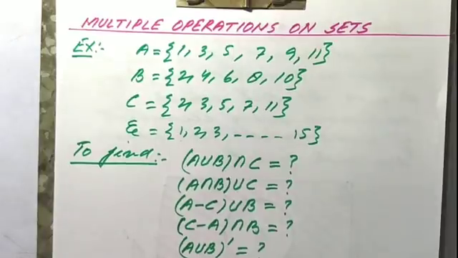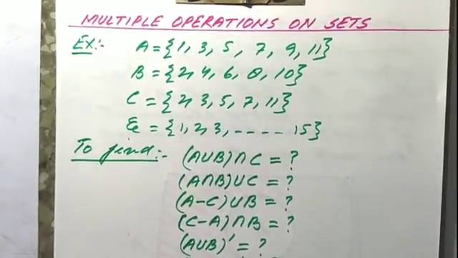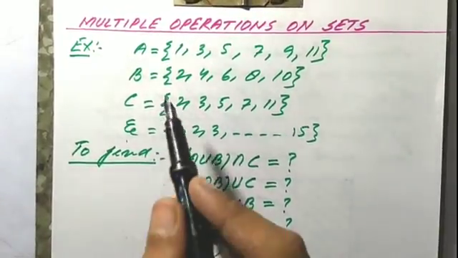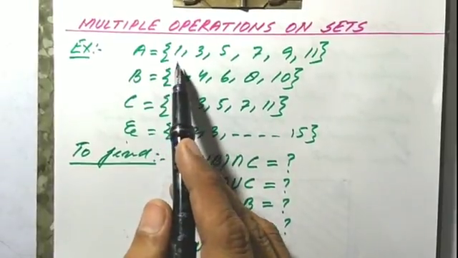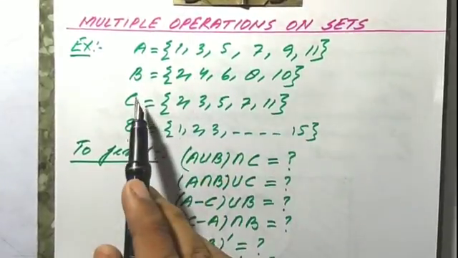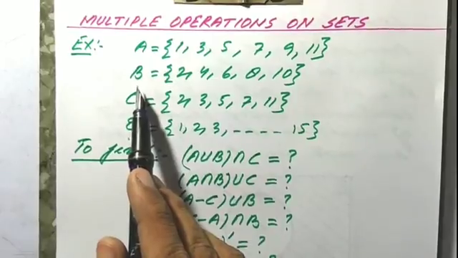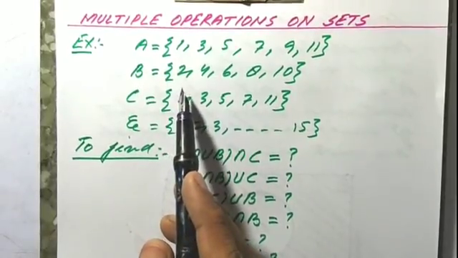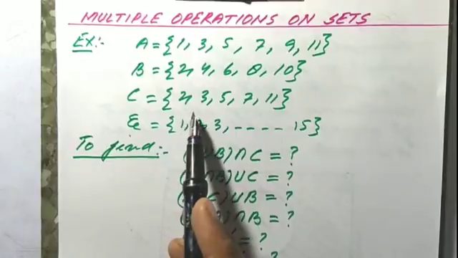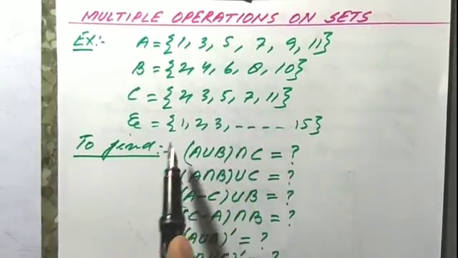Today in this video I will discuss multiple operations on sets. So let A be a set of 1, 3, 5, 7, 9, 11. B is a set of 2, 4, 6, 8, 10. C is a set of 2, 3, 5, 7, 11.